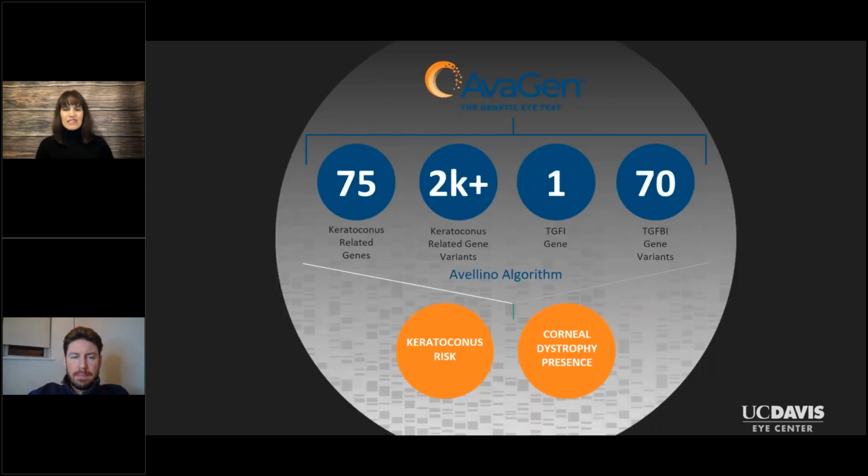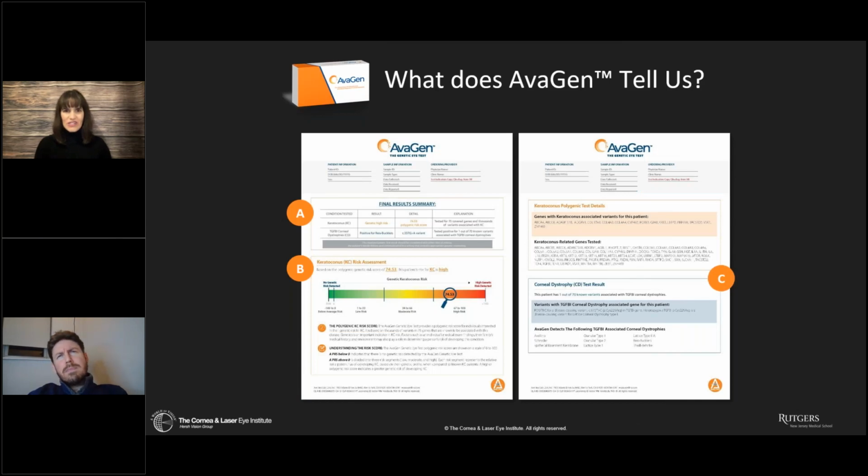And Avogen is the genetic test that we can use, and here I'm going to talk a lot about keratoconus. So there are 75 keratoconus related genes. And here you can see that there's a polygenic and there's a monogenic test. The monogenic is for corneal dystrophy. The polygenic is the keratoconus risk. And there are other additional tests that are coming soon as well, but tonight we're going to focus on Avogen specifically for keratoconus.